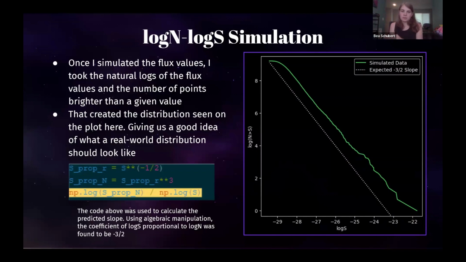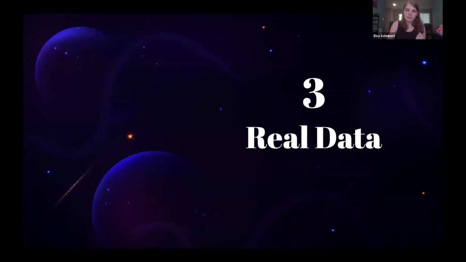And this is the final result. I was able to take the natural logarithms of the flux values and the logarithms of the number of points brighter than a given value, and it created the distributions seen here. Also, the expected slope, -3/2, comes from algebraic manipulation of the proportions between the flux and the volume of a sphere. So our expected slope extending into infinity is -3/2.